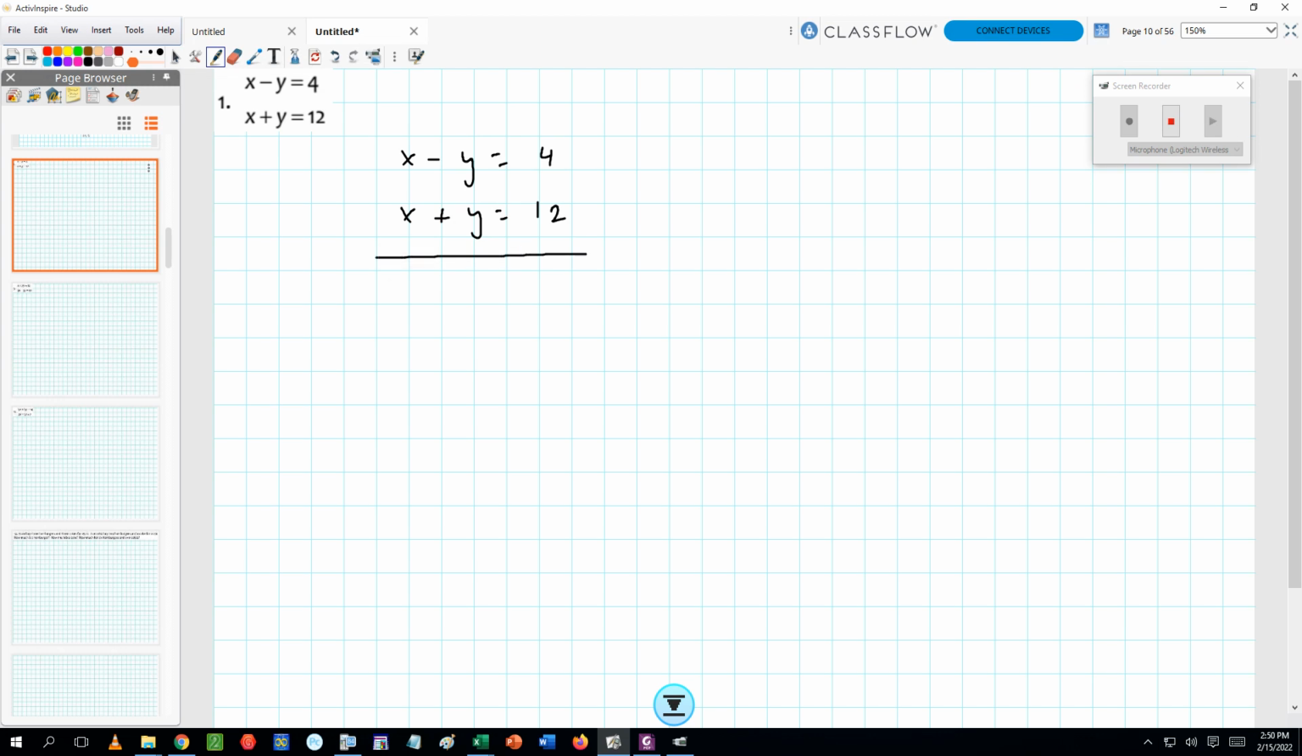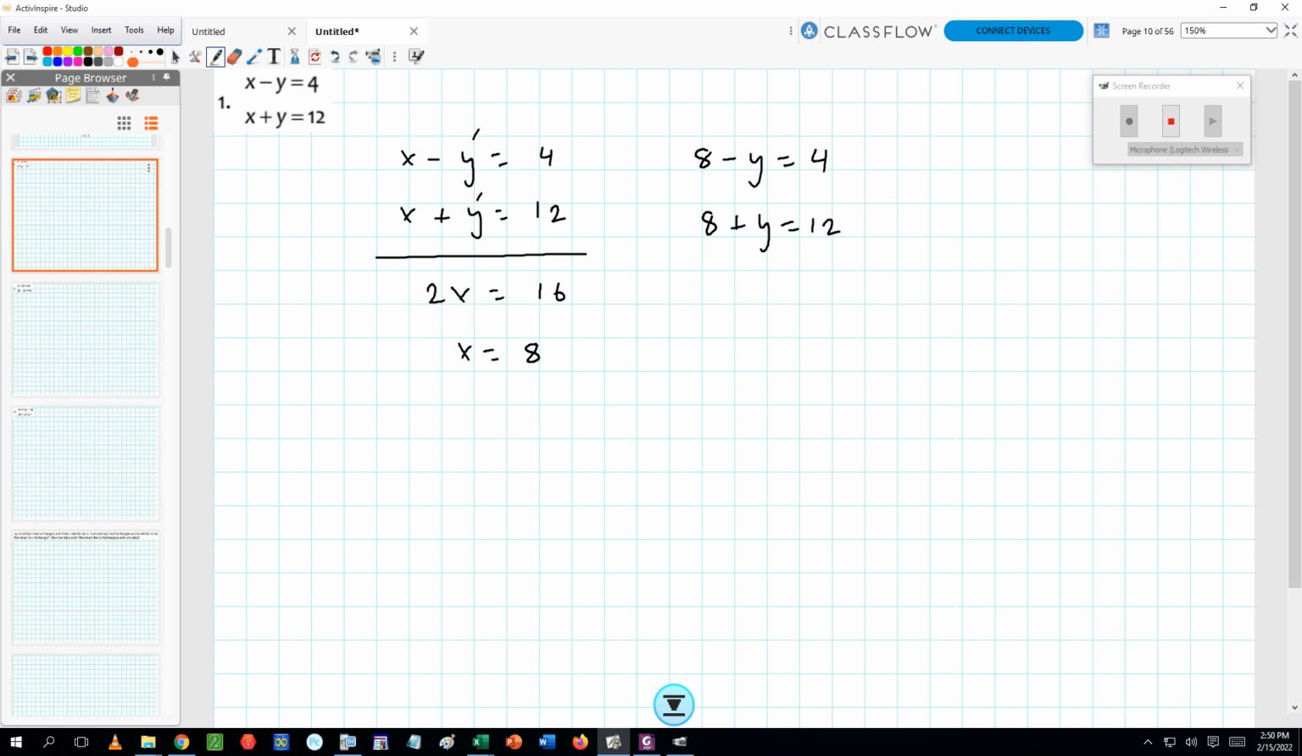If you go ahead and add the two, you see how you have a negative y and a positive y? Those will cancel. X and x makes 2x, 4 and 12 makes 16, and hippity hop, you have your x, just like that. You take that x and you plug it in either in the top one and say 8 minus y is equal to 4, or you plug it into the bottom one and say 8 plus y is equal to 12.